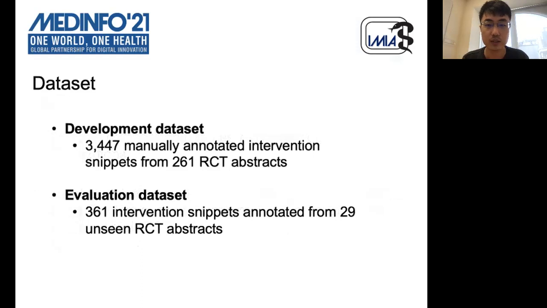Two independent datasets were created and used in our study for the development and testing of our representation. The development dataset includes 3,447 manually annotated intervention snippets from 261 RCT abstracts on PubMed, and the testing dataset contains 361 intervention snippets extracted from 29 unseen RCT abstracts.